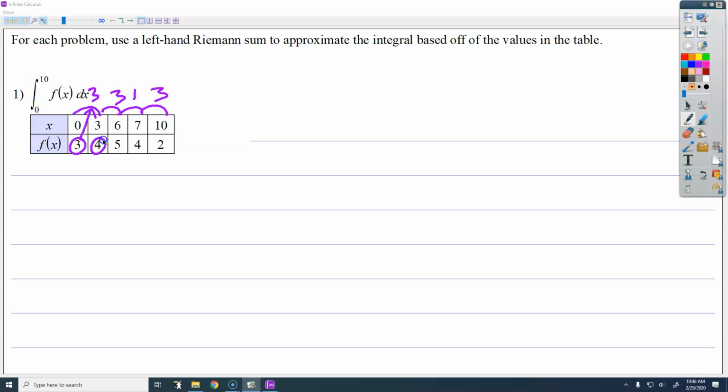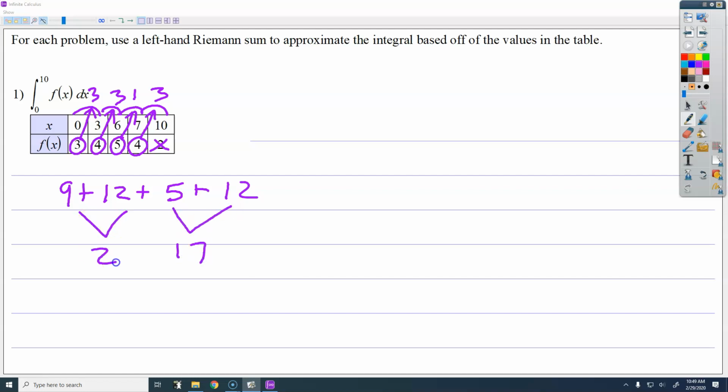Base times height, base times height, base times height, base times height, and we don't care about that one. And so we have 9, 12, 5, and 12. If you do all your base times heights, adding all those up, you would end up with your final answer. I'm getting 38. Alright, let's go ahead and move on to our next question here.